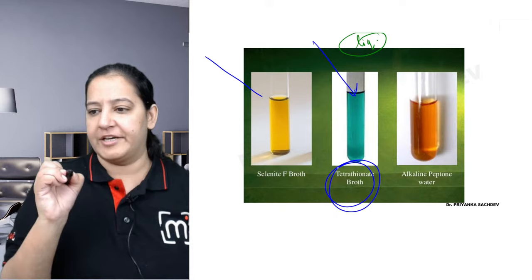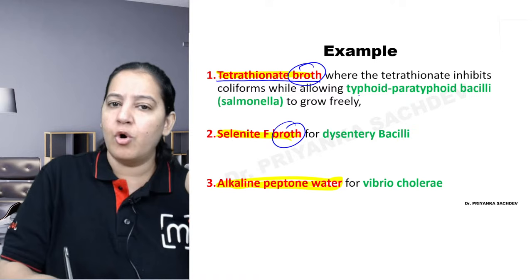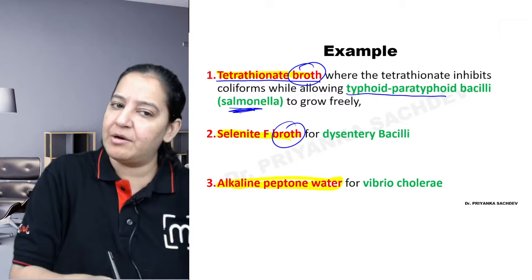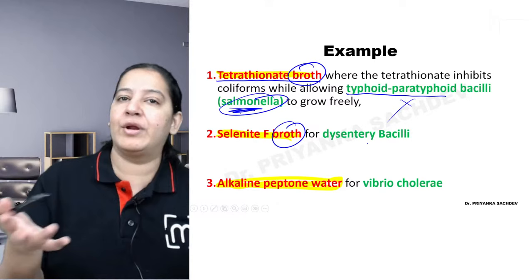In tetrathionate broth, we can grow only typhoid and paratyphoid. That is Salmonella: Salmonella typhi and Salmonella paratyphi. Only Salmonella will grow. All other bacteria will die. Only Salmonella can grow in tetrathionate broth.